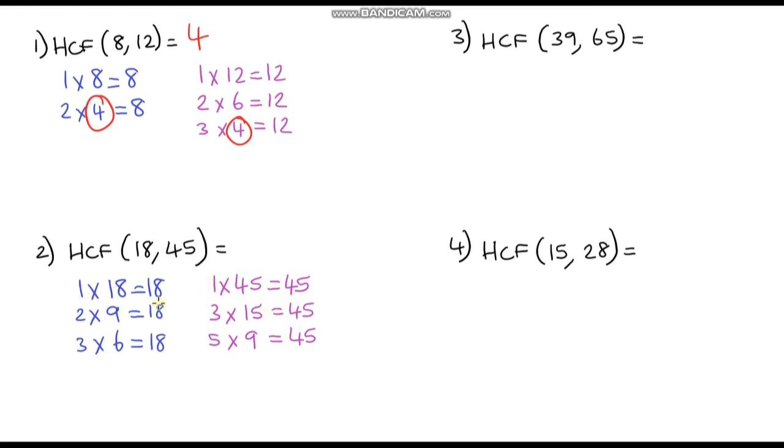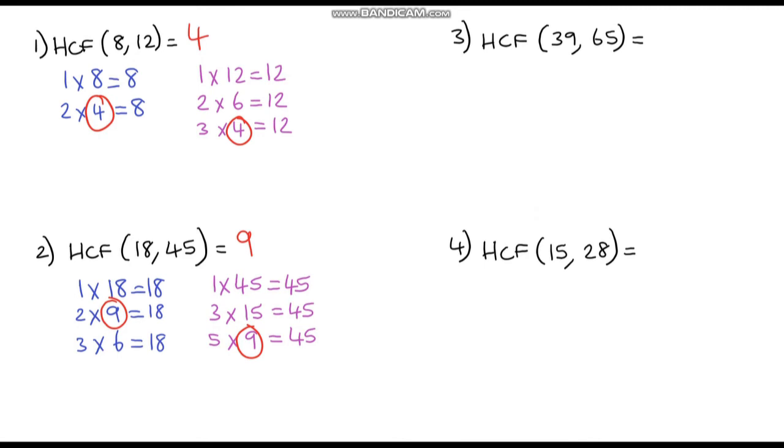So we've got 1 and 1, 2, we don't have a 2 here. We've got 3 and 3. 6, we don't have a 6. We've got 9 and 9, and I think that's the highest one. So yes, the highest common factor of both numbers is 9. 9 appears in both lists. Okay, let's go on to number 3.